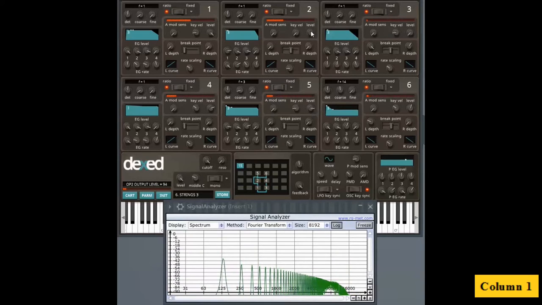Of course, the effect of feedback does not only depend on the amount of feedback adjusted by the feedback knob, but also on the whole output of the operator in the feedback loop. So, let me change the output of operator 2 at last.